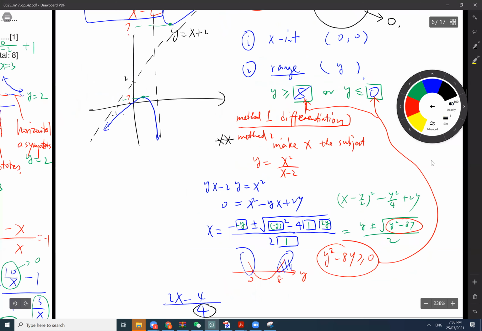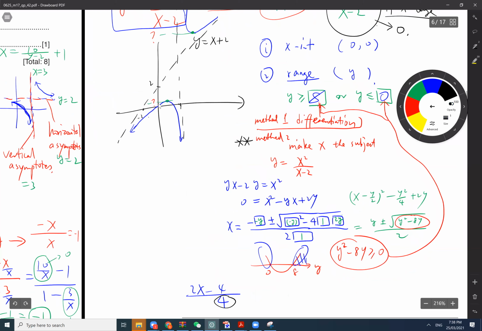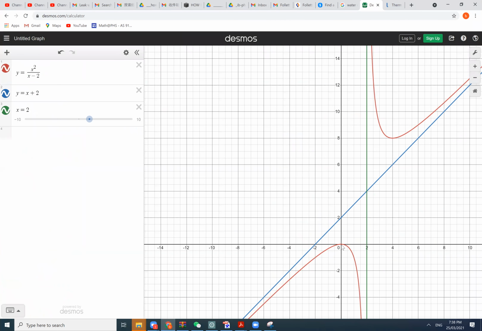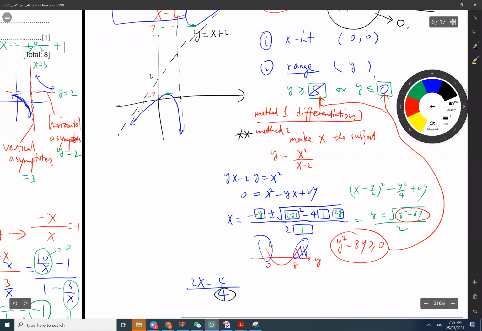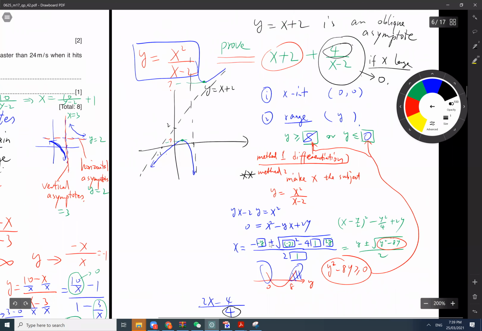So this means my graph is not very good. This is really just less than or equal to 0. Let's check with the calculator. Oh, it's really 0 here, and here it's really just 8. So the whole graph: one piece is always above 8, the other piece is always below 0. So that's how we sketch this graph.